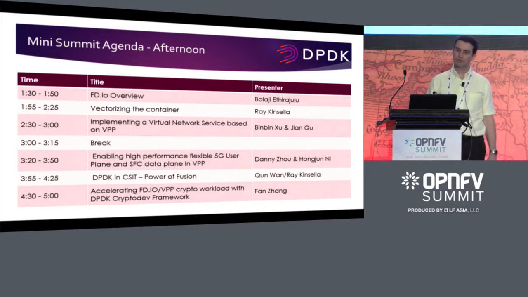Danny and Hongjun, I'm not sure if it's the two of them or just one, but they're going to talk about enabling a high-performance, flexible 5G user data plane, and specifically service function chaining in VPP. There's been a lot of work done in the NSH SFC project in FD.io to enable service function chaining. So it's been a big area of focus.